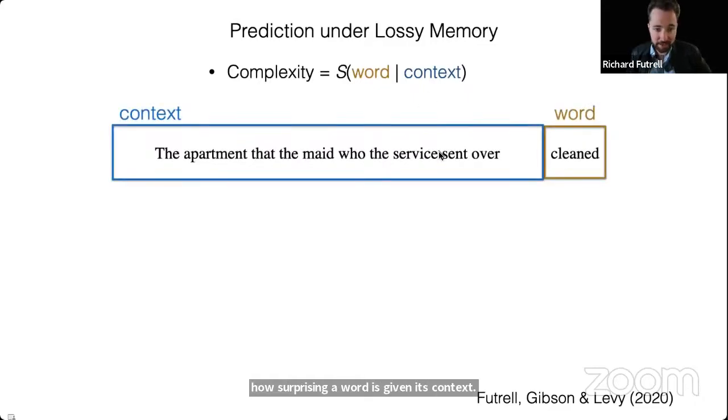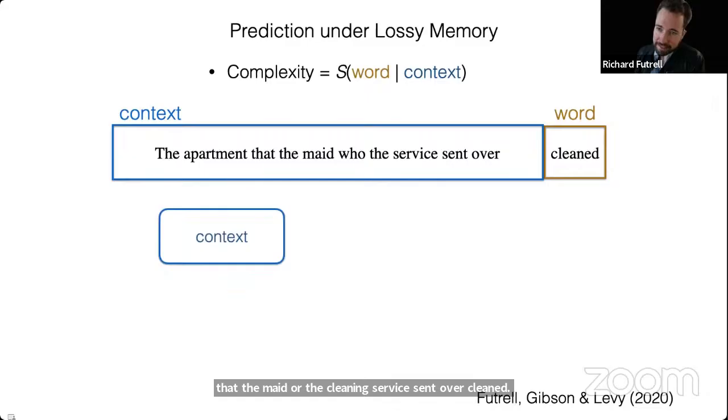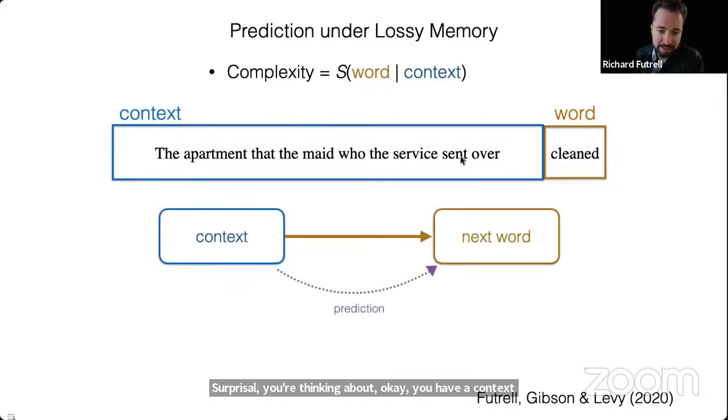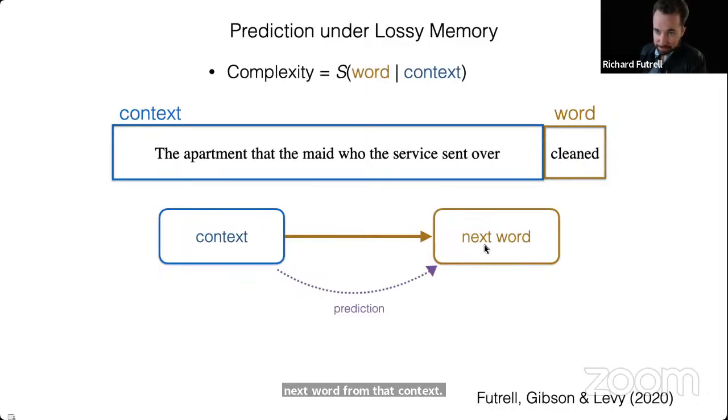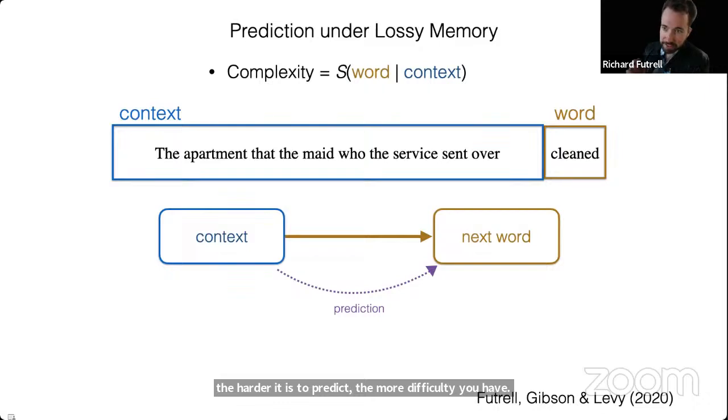The apartment that the maid or the cleaning service sent over cleaned. In surprisal, you're thinking about, okay, you have a context, which is this, and then you're trying to predict the next word from that context. And the harder it is to predict, the more difficulty you have. That's the idea. Surprisal theory on its own actually does not account for the locality effect here.